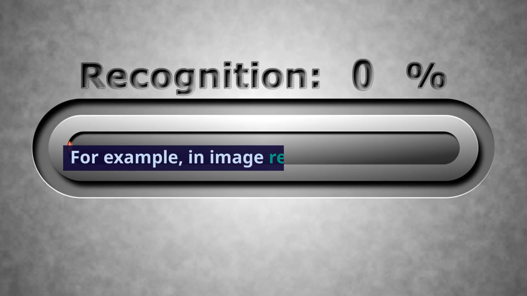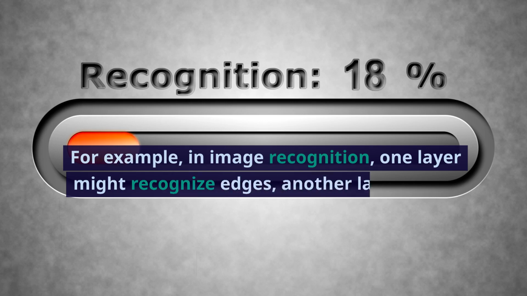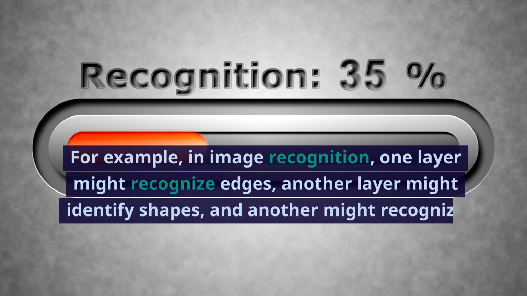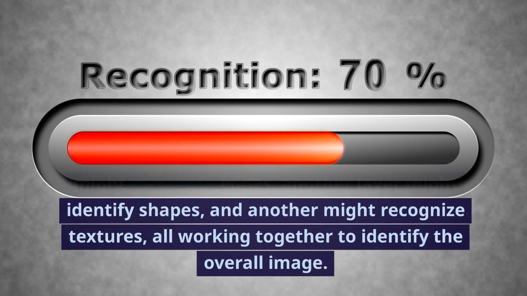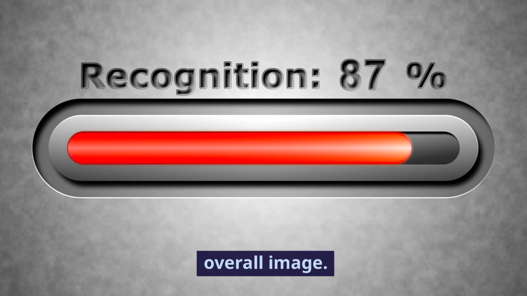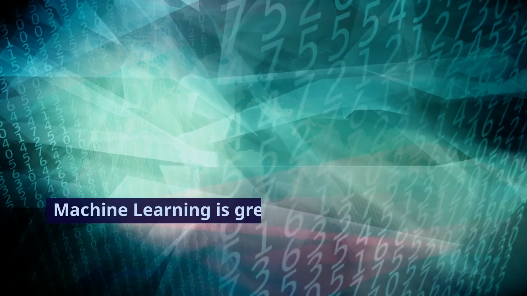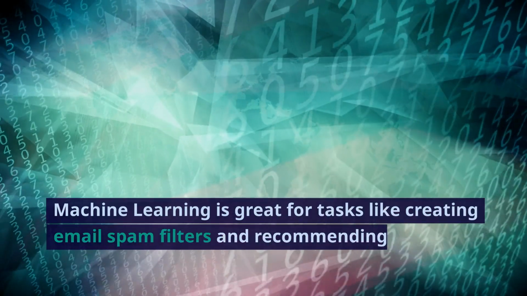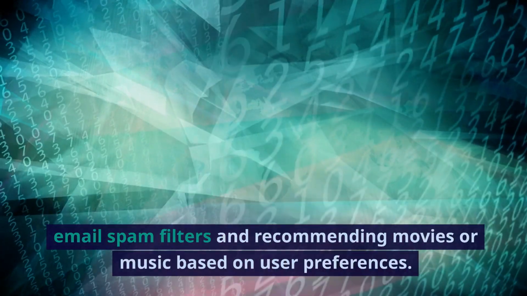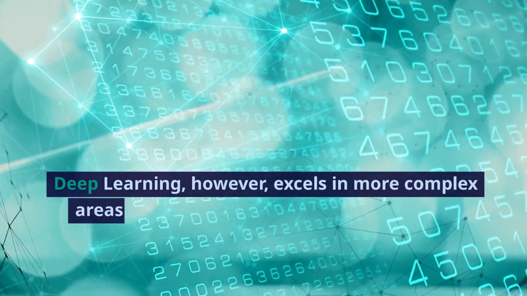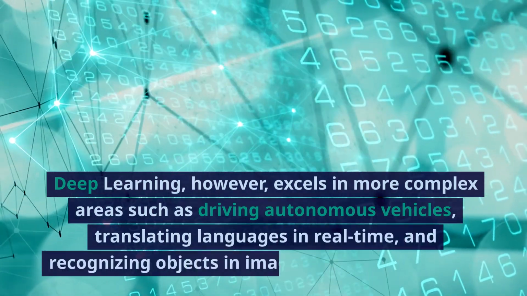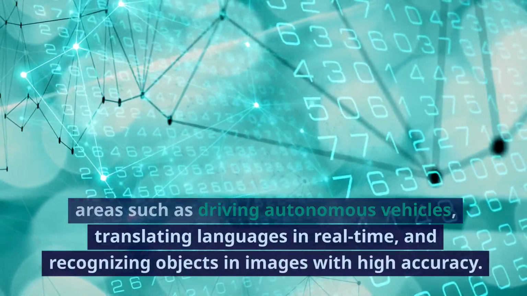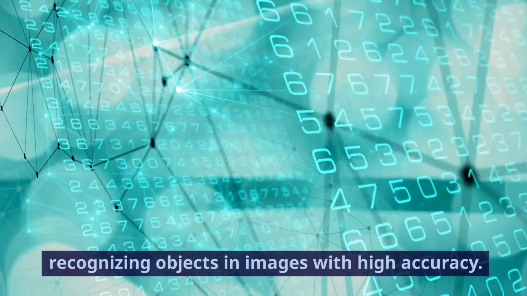For example, in image recognition, one layer might recognize edges, another layer might identify shapes, and another might recognize textures, all working together to identify the overall image. Machine learning is great for tasks like creating email spam filters and recommending movies or music based on user preferences. Deep learning, however, excels in more complex areas such as driving autonomous vehicles, translating languages in real time, and recognizing objects in images with high accuracy.